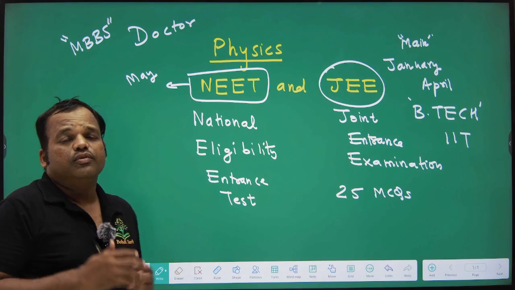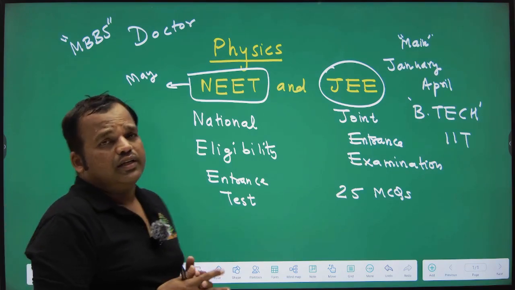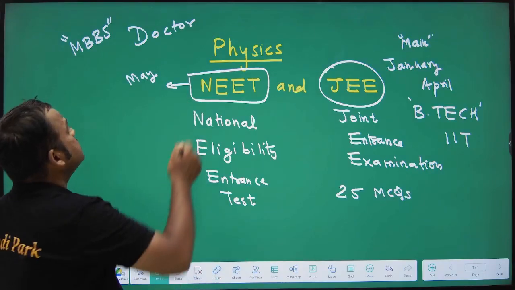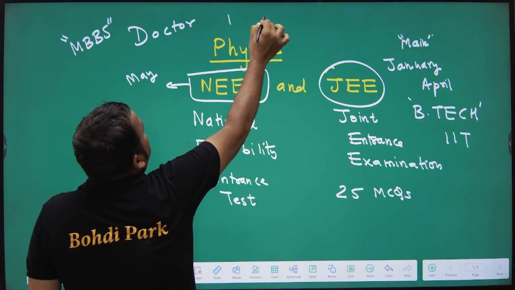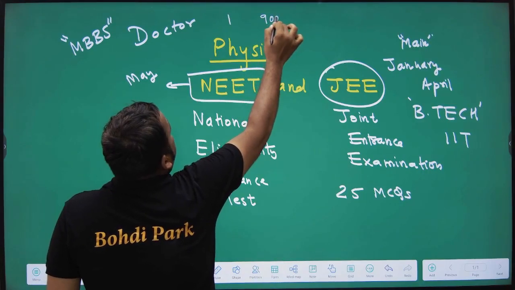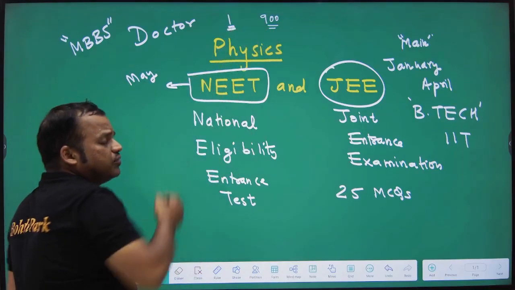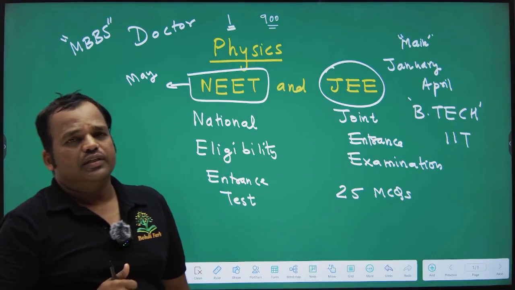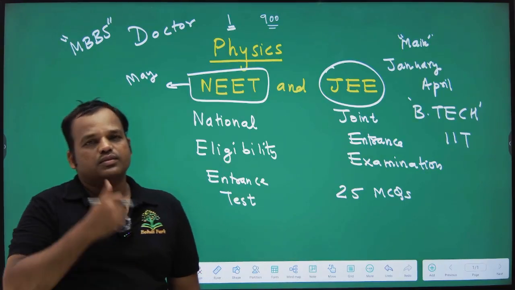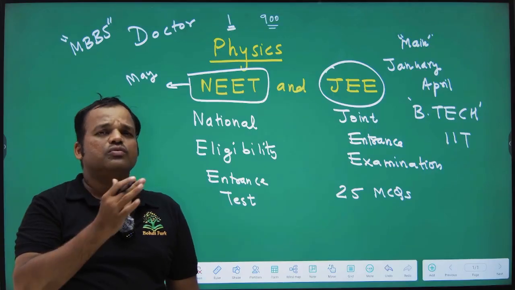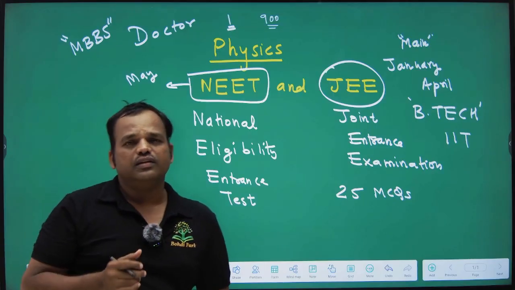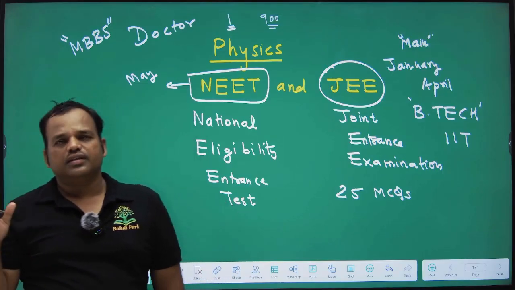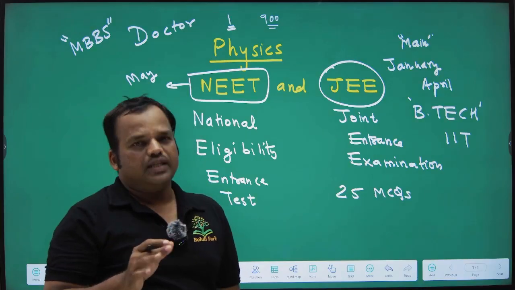So more doctors are required in India. Currently the ratio is around one doctor for around 900 population. So for 900 Indian population, one doctor is present. As compared to the whole world, like global ranking, it is considered good. But in India, still it is less.